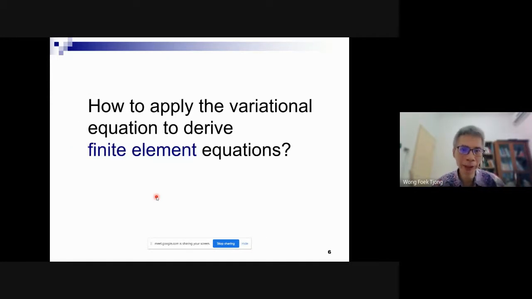Okay, our topic today, our focus today, the main topic is how to apply the variational or weak form or variational equation to get the finite element equations. Okay, this is our main topic today.